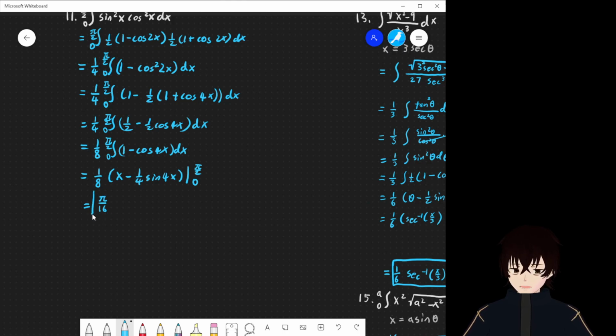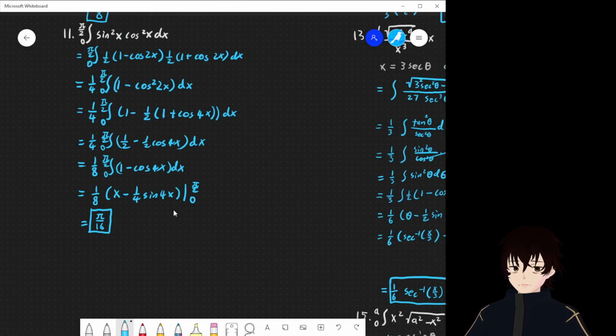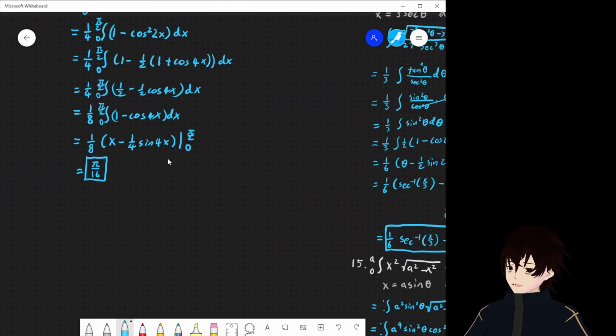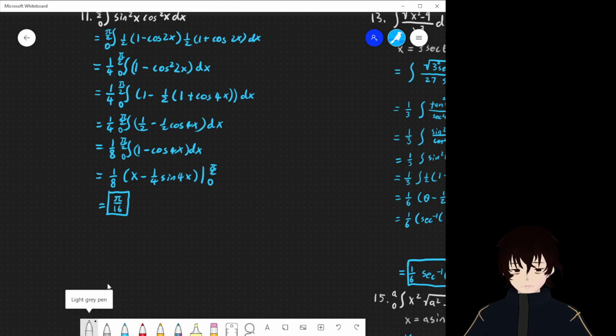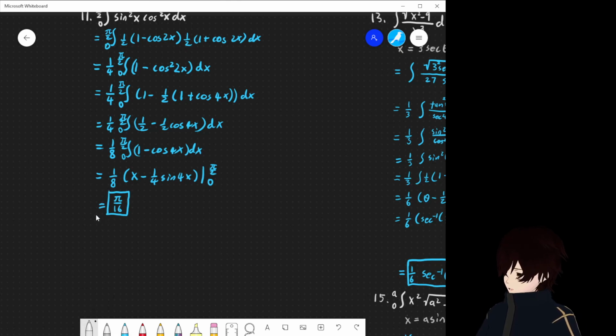Let me draw the box a little bigger, it can get blurry when I export it to PDF. This was number 11. Number 11 is pi over 16. Perfect, we got that one right. Now that we're done with 11, let's move on to number 13.